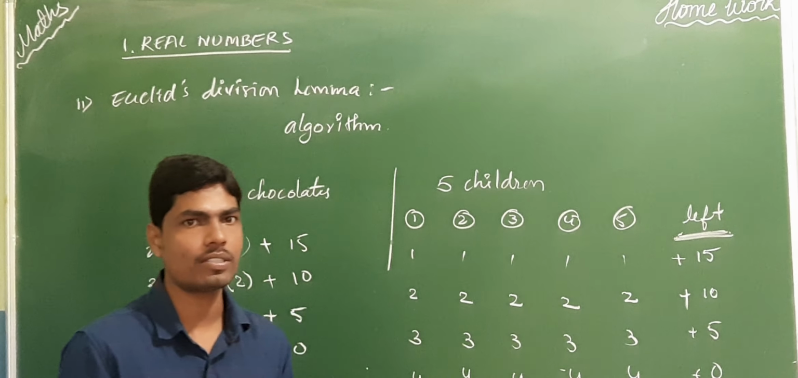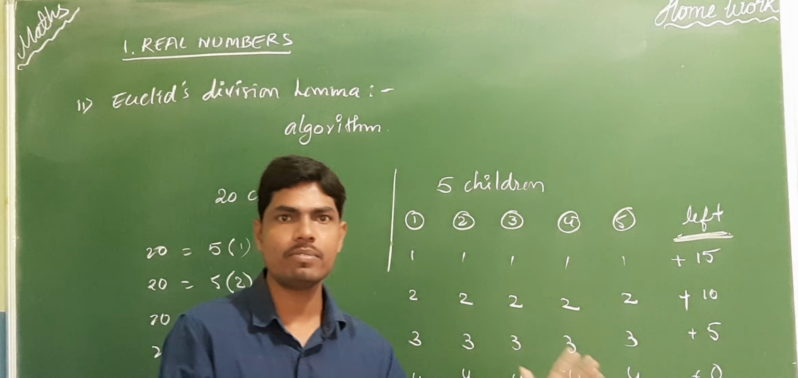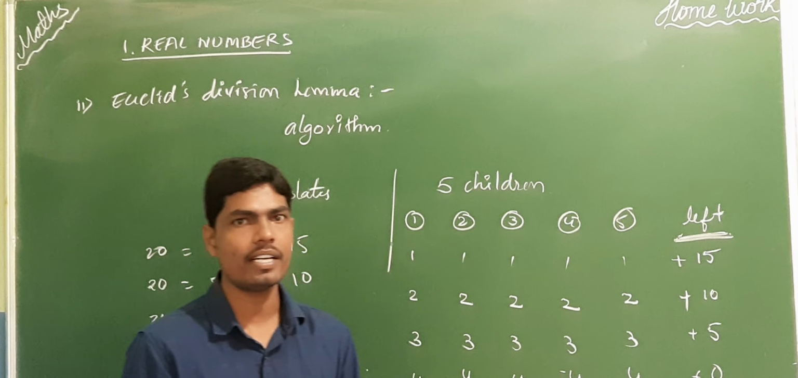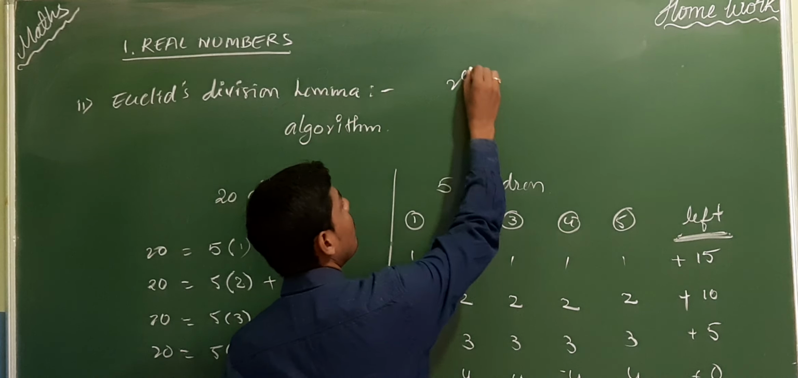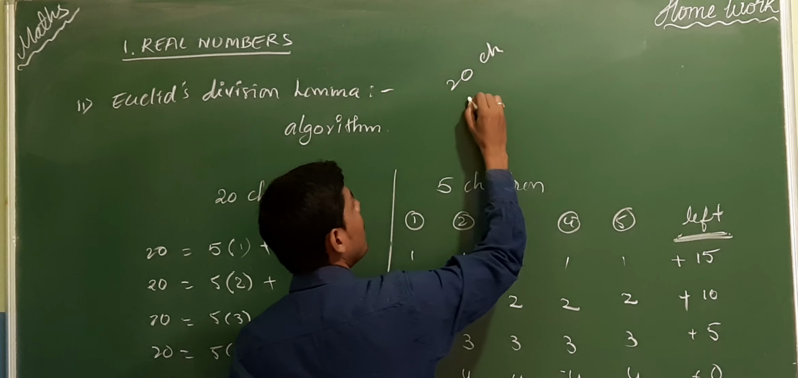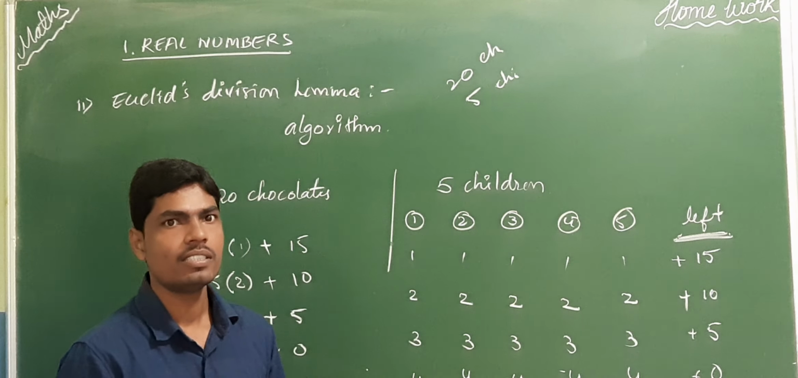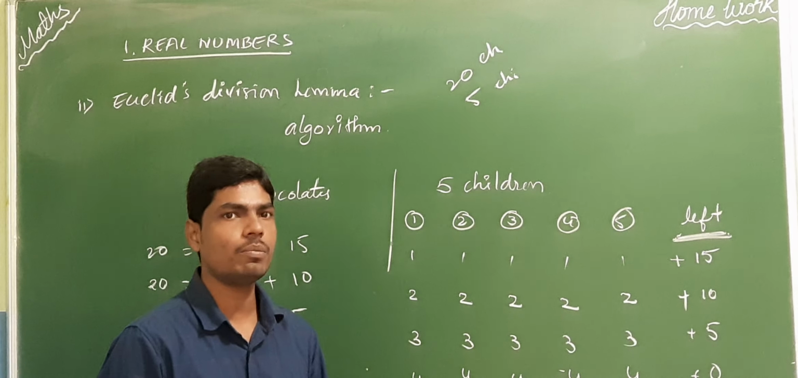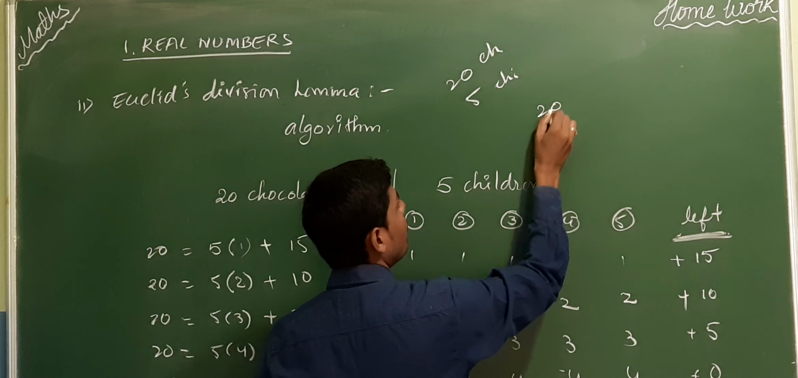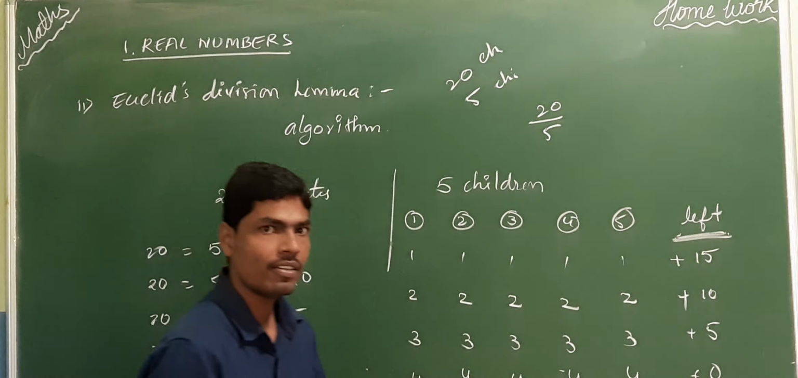So in this process, from 6th class and 7th class you have already learned. For example, if I have 20 chocolates and I should distribute them to 5 children, for each student, how many can I distribute? That means 20 by 5. You are dividing by 5.